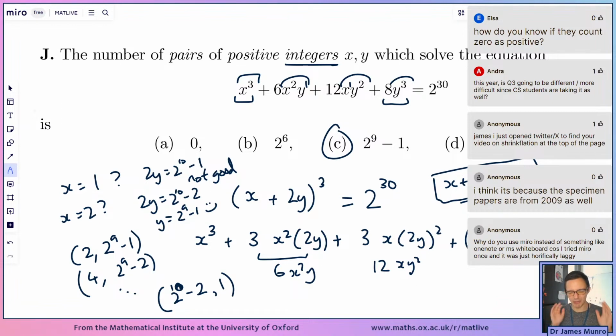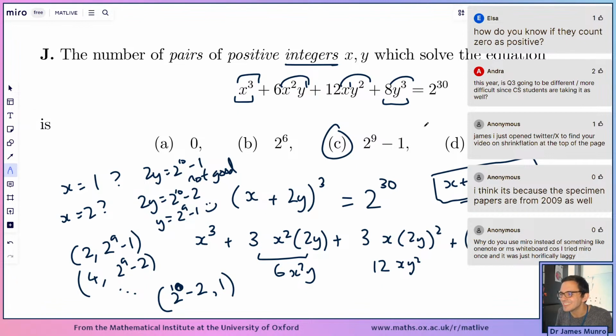Question 3 is different every year, so we're changing it in that sense. But maths and computer science students have always done question 3. How do you know if they count 0 as positive? Yeah, that really threw me. I think 0 doesn't count as positive. I'm really glad that they didn't put 2 to the 9, because some people count 0 as positive, I think.